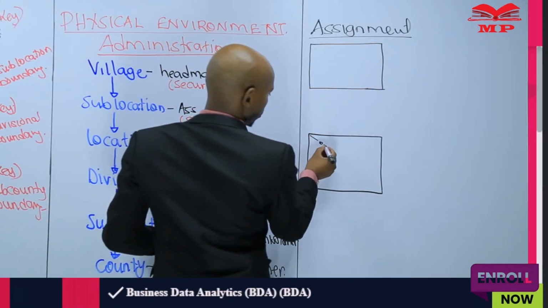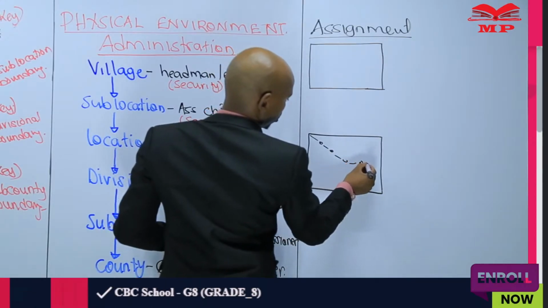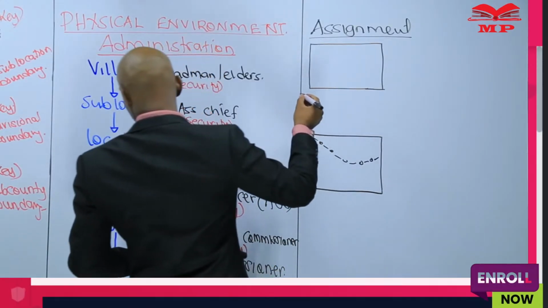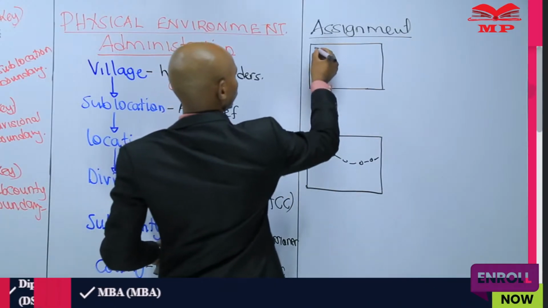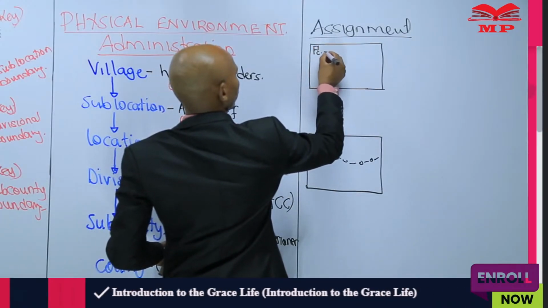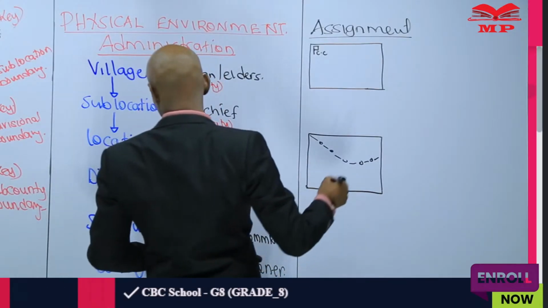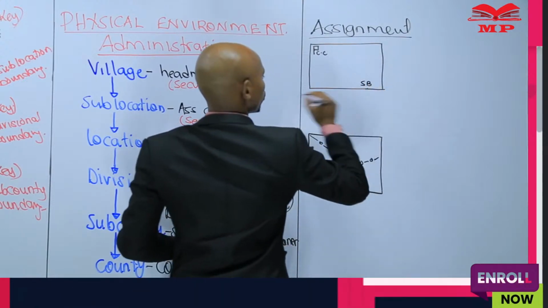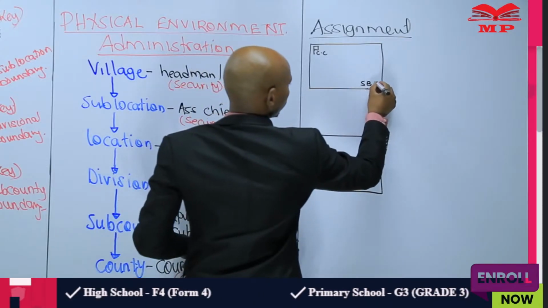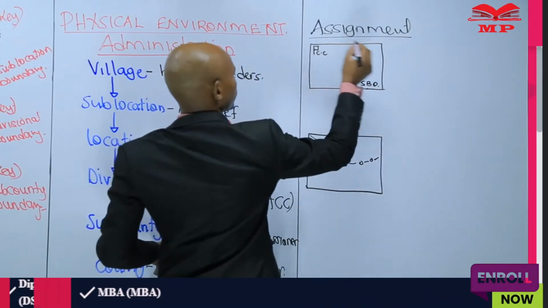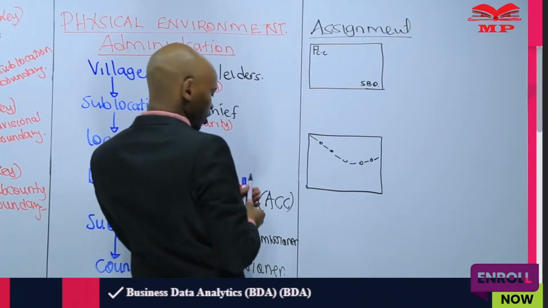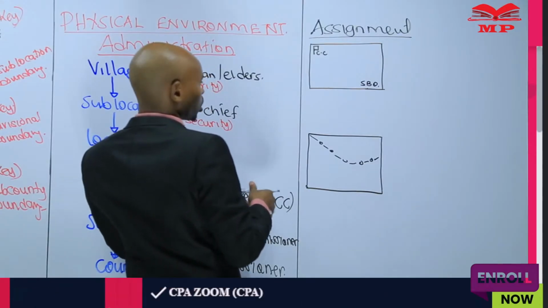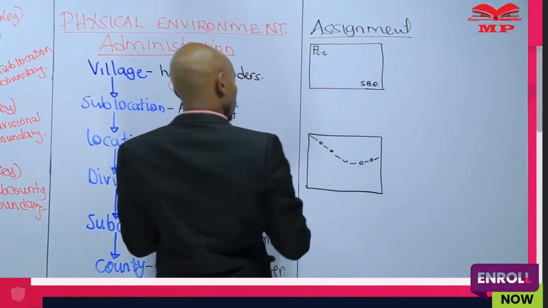Our boundary looks something like that. And our offices here, we can use a chief's camp there and a sub-county office there. Chief's camp, sub-county office there. And your simple question will be, here, let me use red.